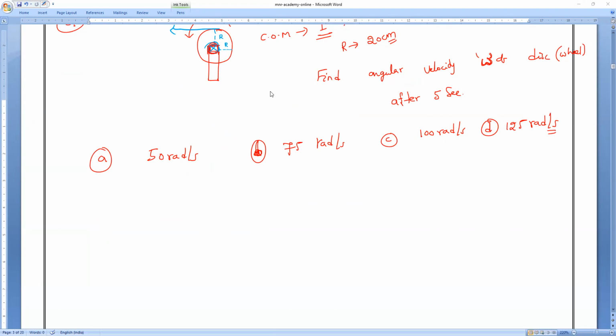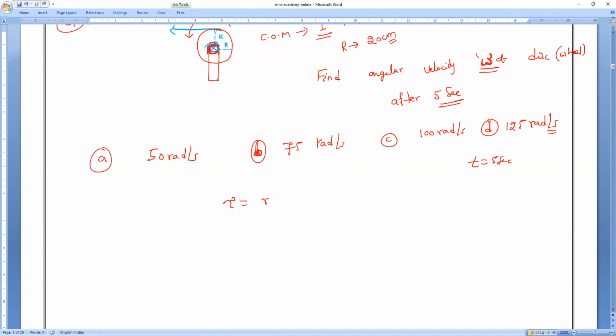Try. What is your answer? If you try it, you will get alpha first. We want omega. Anybody can tell? We need to find the angular velocity omega of the disk after 5 seconds, so the time is 5 seconds. Let us solve it now.